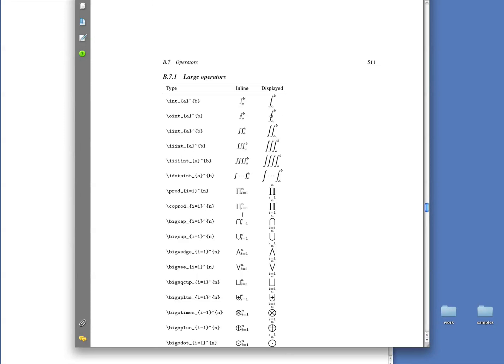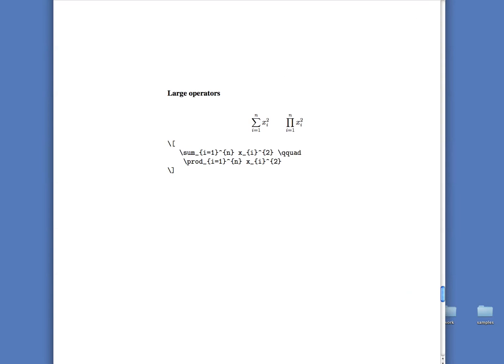You see there is a whole bunch of them, a whole bunch of integral operators and complicated products and unions and intersections and meets and joins and fancy ones that you would want to use. Remember that if you need a construct like that, look it up in the appropriate appendix which ones are available to you.